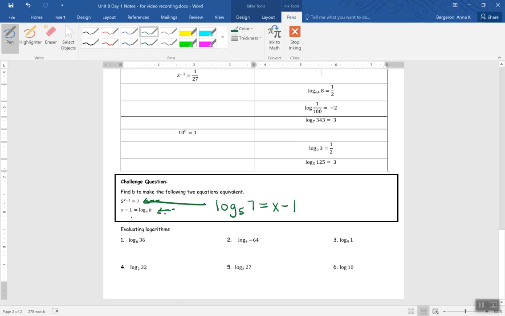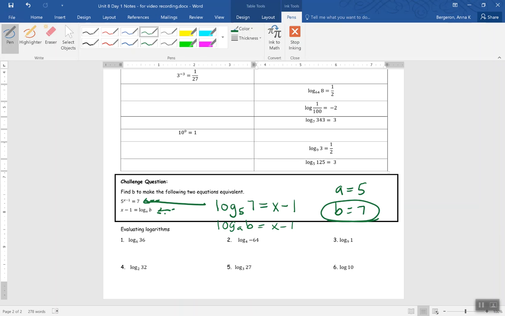So if I rewrite this, and I just flip the side of the equal sign, so I have log base a of b equals x minus 1. All they want to know is what are the values of a and b that make these two the same. So that would mean a would need to be 5 and b would need to be 7. And in this case, they're just asking us to find b, so b is 7. So hopefully that makes a little more sense. It's really just a rewrite question, just worded a little differently.